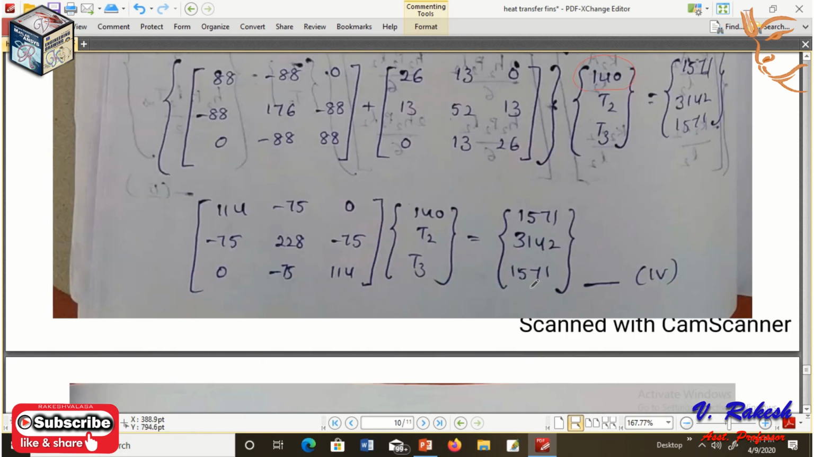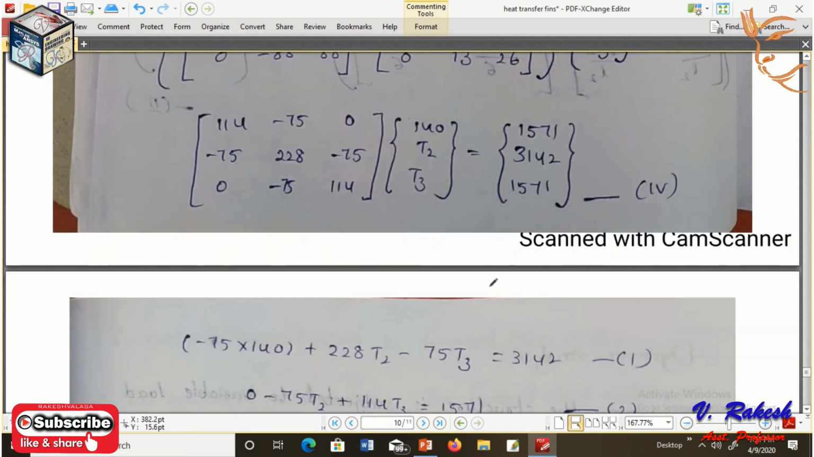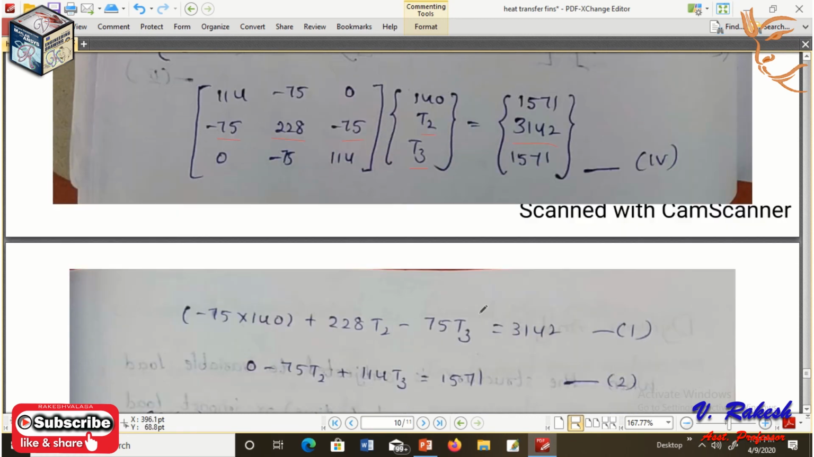Now simplify this equation. Minus 75 into 140 plus 228 into T2 minus 75 into T3 equals 3142. This is equation 1. Next, 0 into 140 minus 75 into T2 plus 114 into T3 equals 1571. This is equation 2.